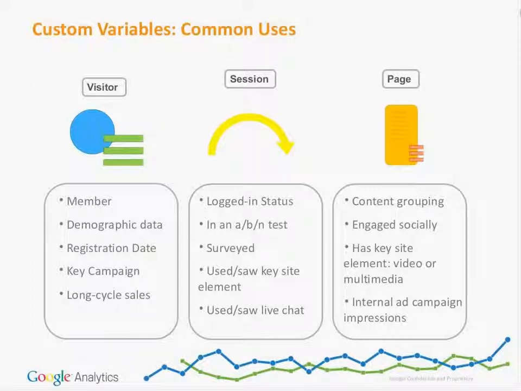For content grouping, categories, or product entity names that you'd like to see in your reports as opposed to just the top content reports, these are great places to put that in, but you are limited to 5, so you have to get a little bit creative.